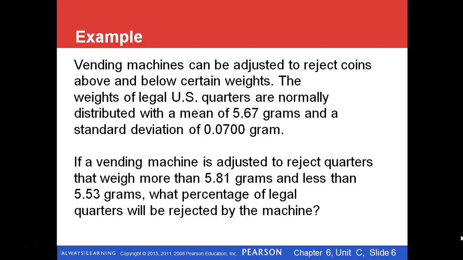So legally produced quarters still have variation, and sometimes they do go outside of what would be considered normal or usual values. We've all had an experience where you put a quarter or a nickel into the vending machine and it just doesn't want to accept it. It's because it falls outside of those preset weight values that are set in the machine.